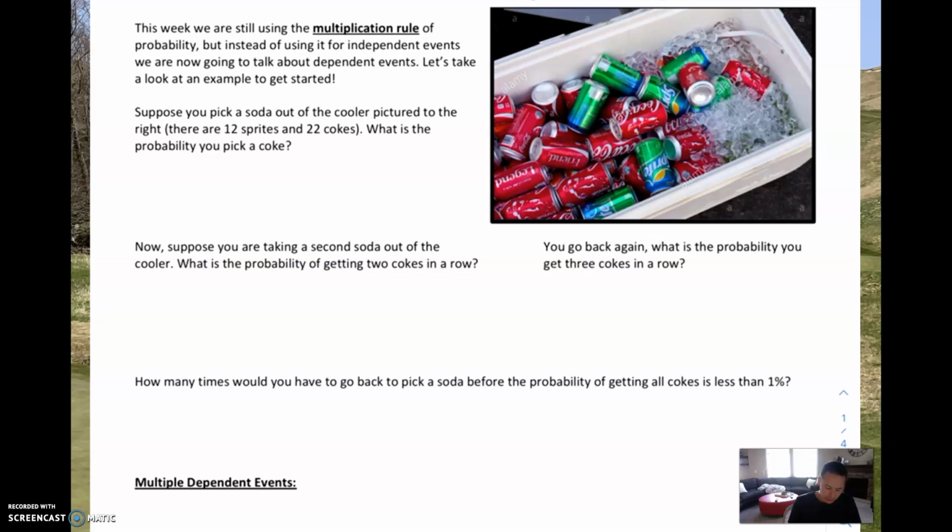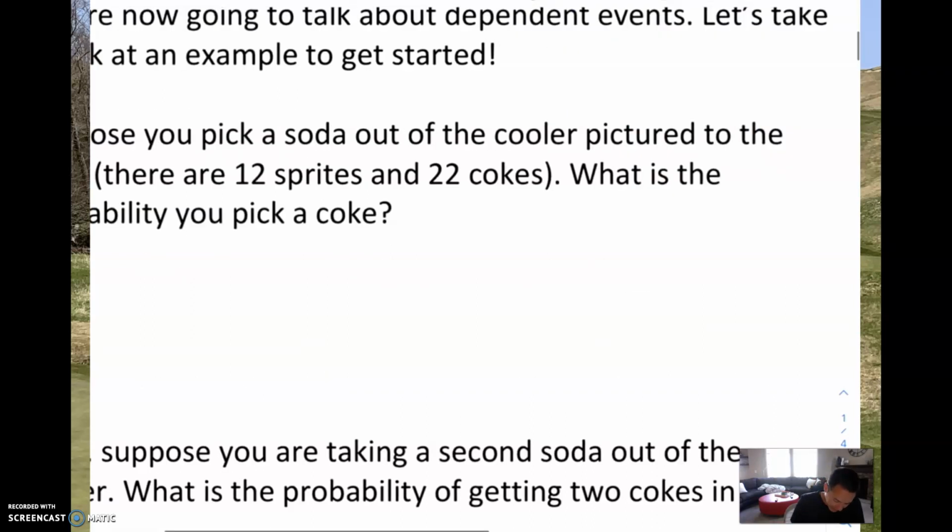So you've got this cooler here, and it's filled with a whole bunch of sodas. We got Sprites, we've got Cokes. That's it. Sorry, not a great selection. They should have Dr. Pepper in there or something. But there's some more Cokes than Sprites, and in particular it says that there are 12 Sprites and 22 Cokes.